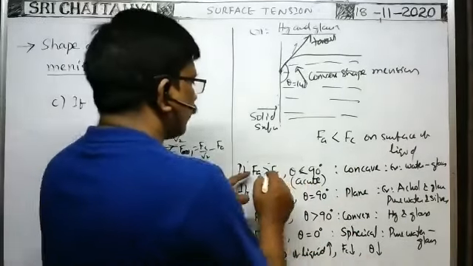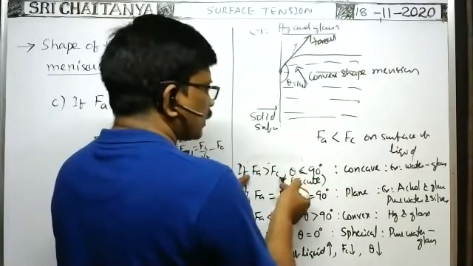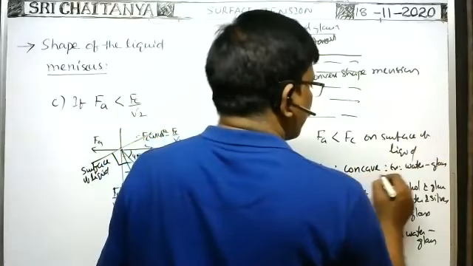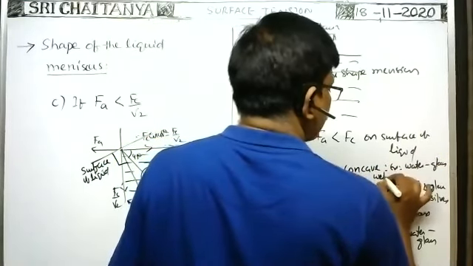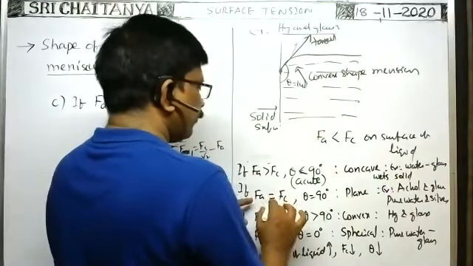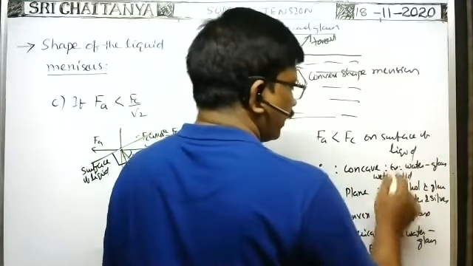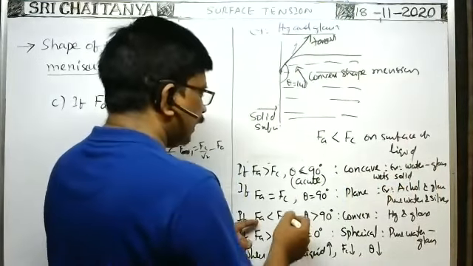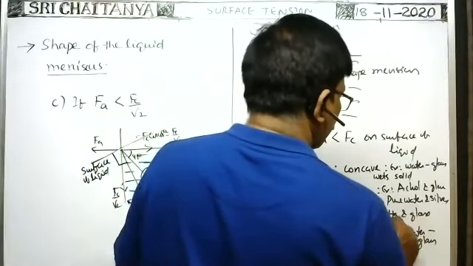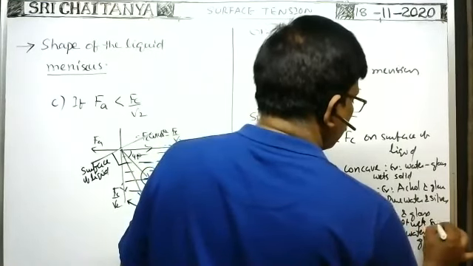So here, whenever adhesive forces are stronger than cohesive forces, in that case, the liquid molecule sticks to the solid. That's why it wets the solid. Here also, Fa equal to Fc means it neither wets nor stays dry. Fa less than Fc means it does not wet the solid.